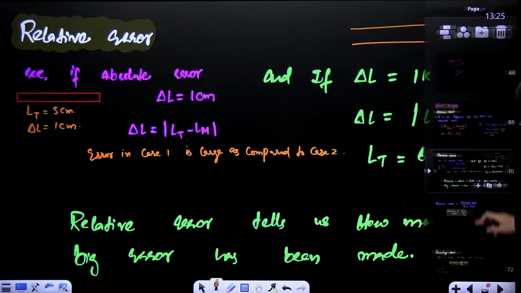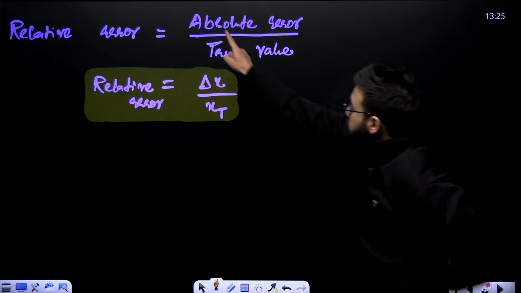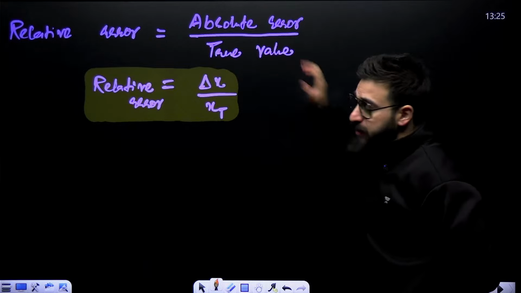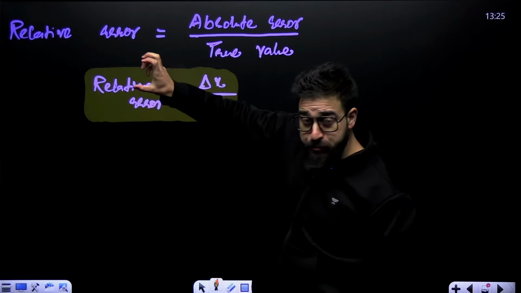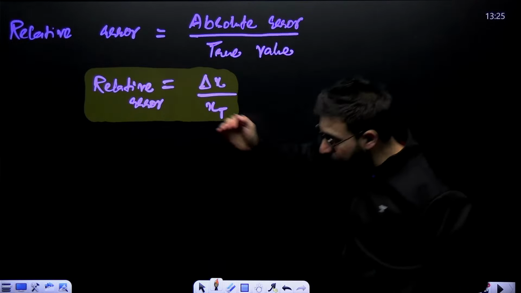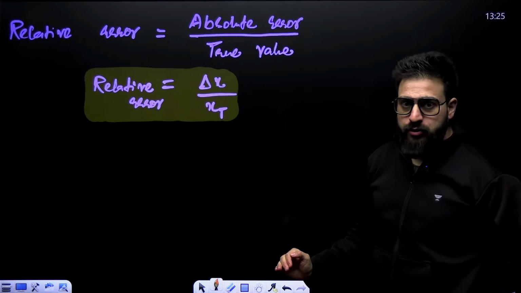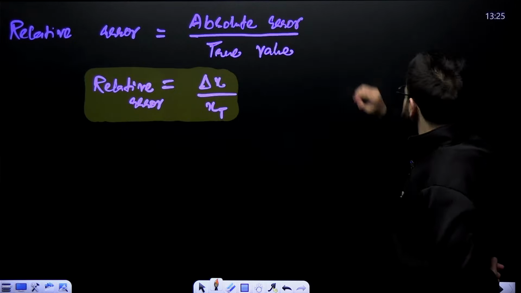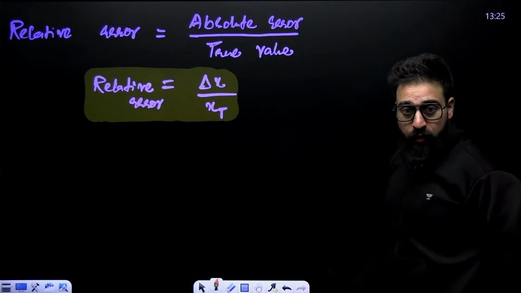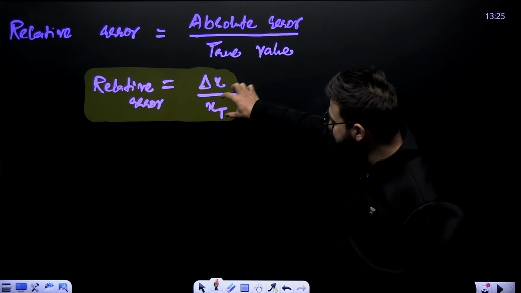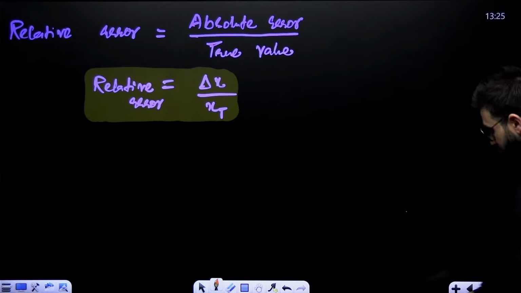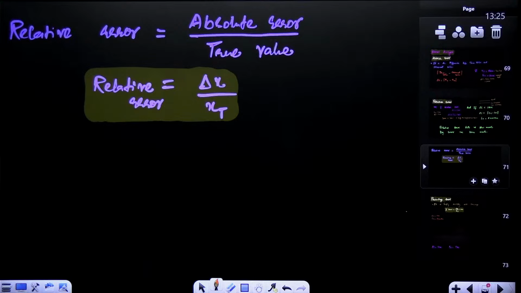So how do we exactly find this relative error? We say it is absolute error divided by true value. How much is the error produced in comparison to the true value? So that's why we say it is absolute error divided by true value. Absolute error is how much? That is delta x divided by true value. I hope this is crystal clear.